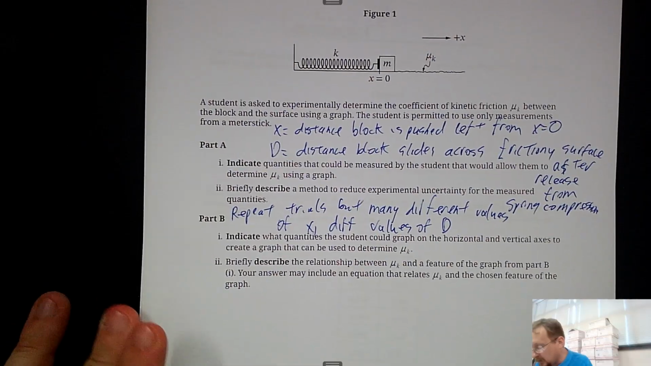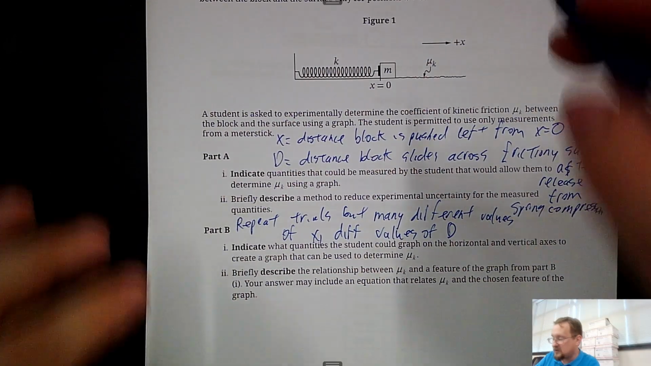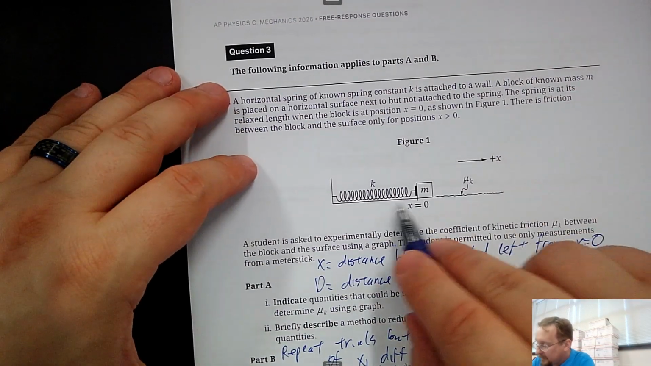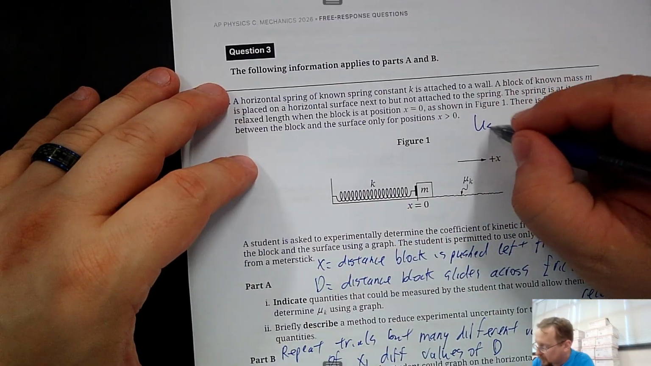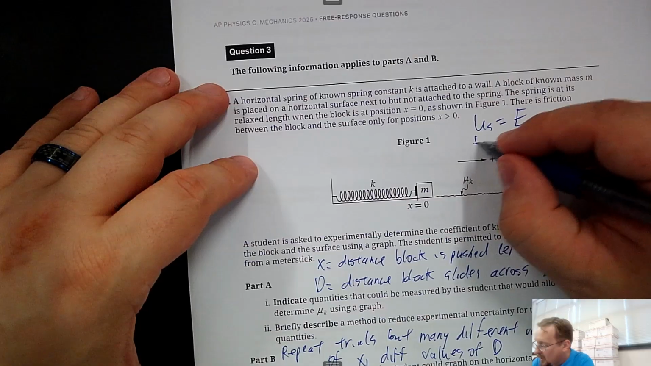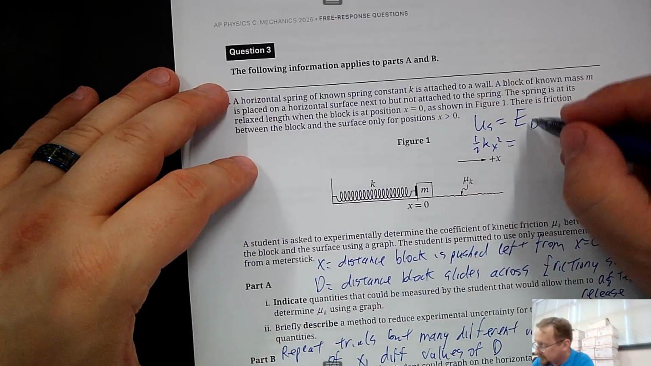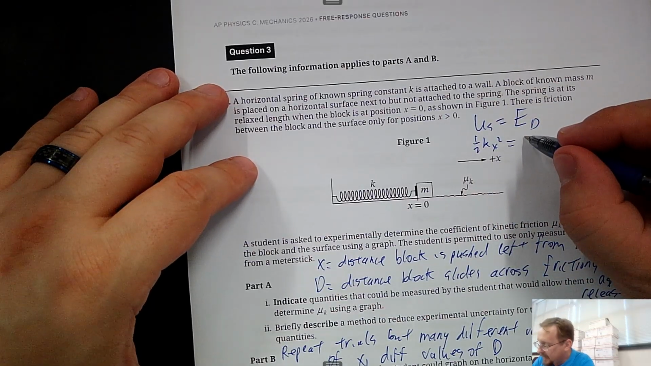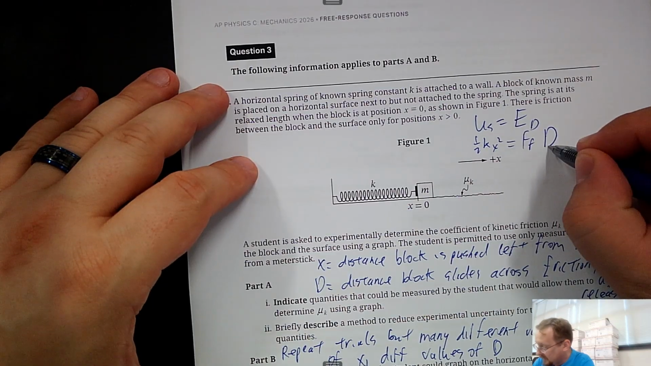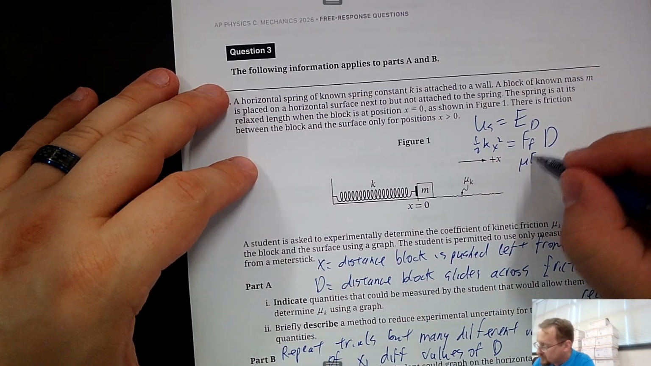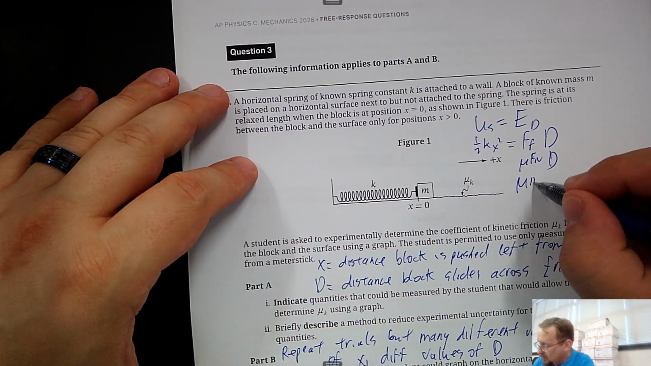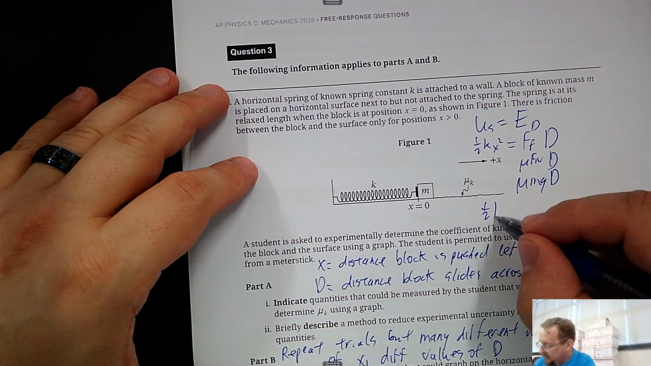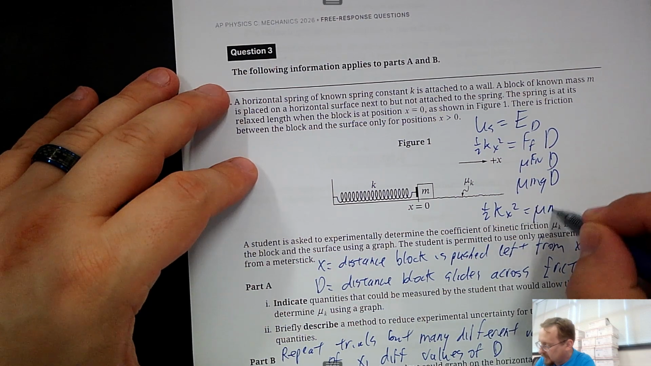Okay, indicate what quantities the student could graph. So what I'm going to do is I'm going to do this up here. This is an energy situation. Your spring energy is going to become energy dissipated. 1/2 kx squared becomes energy dissipated. So that's going to be friction force times the sliding distance. Friction force is mu force normal, and that's going to be mu mg. Okay, so 1/2 kx squared equals mu mg d.